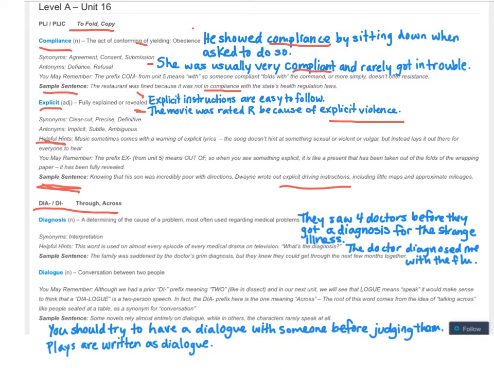And the second example I gave you right here was the doctor diagnosed me with the flu. So the diagnosis was that I had the flu. He diagnosed me with the flu. He said that was what was wrong with me.